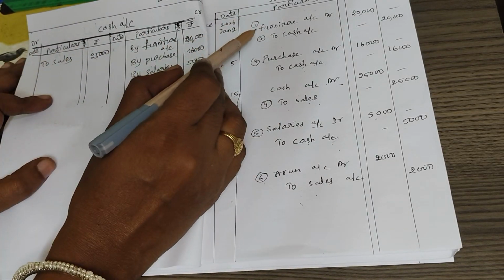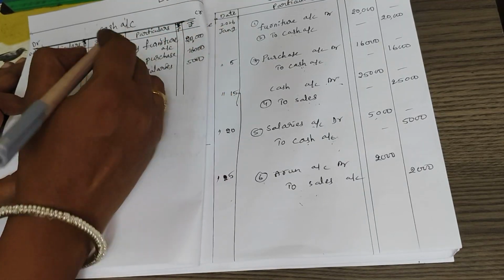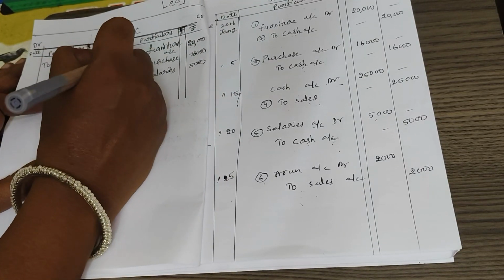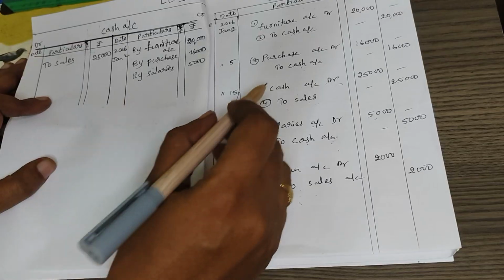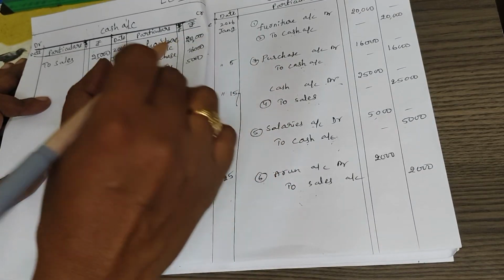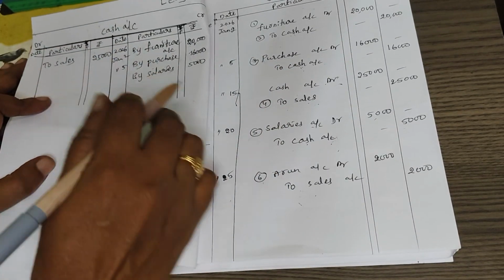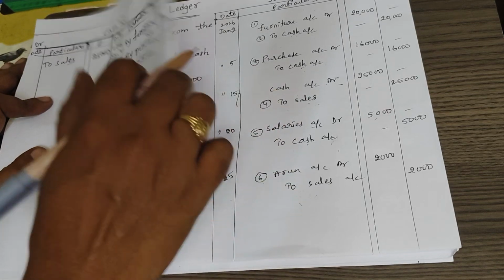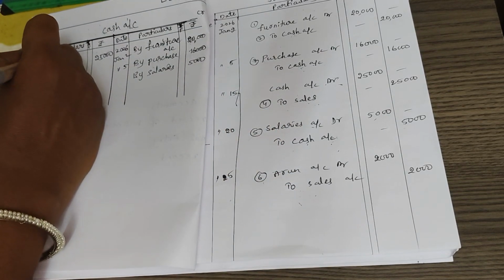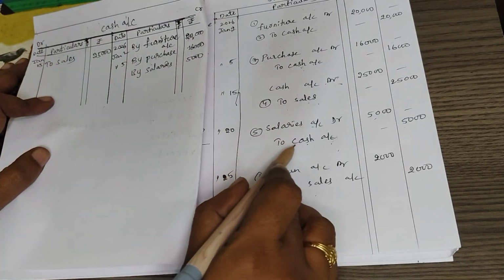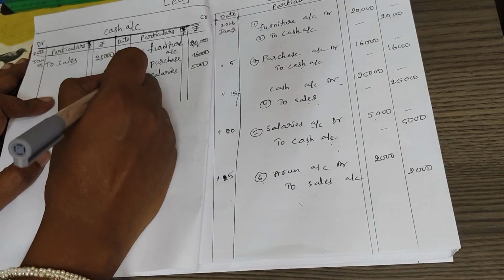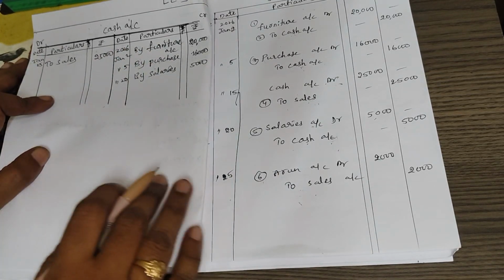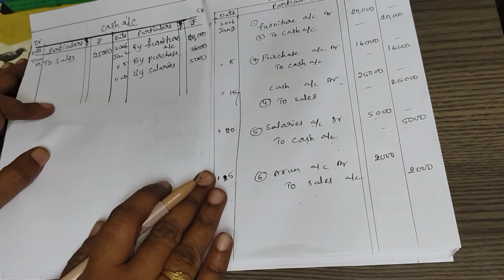What is the first one's date? Jan 2nd, 2026. And the second one, purchase, 5th. Next, sales, 15. Jan 15. Okay. And the fourth one, salaries, 20. Okay. So all the cash transactions are completed.